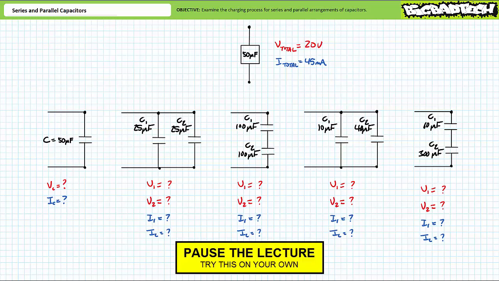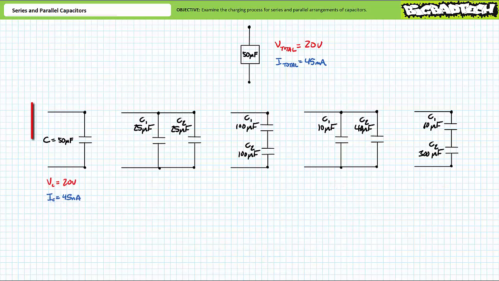If you're tracking, you should have obtained the following data. Scenario 1. If the element inside the box labeled 50 microfarads really is a single 50 microfarad capacitor, the instantaneous values hold true for the single capacitor. Notably, voltage across it will be 20 volts, and current into it will be 45 milliamperes.